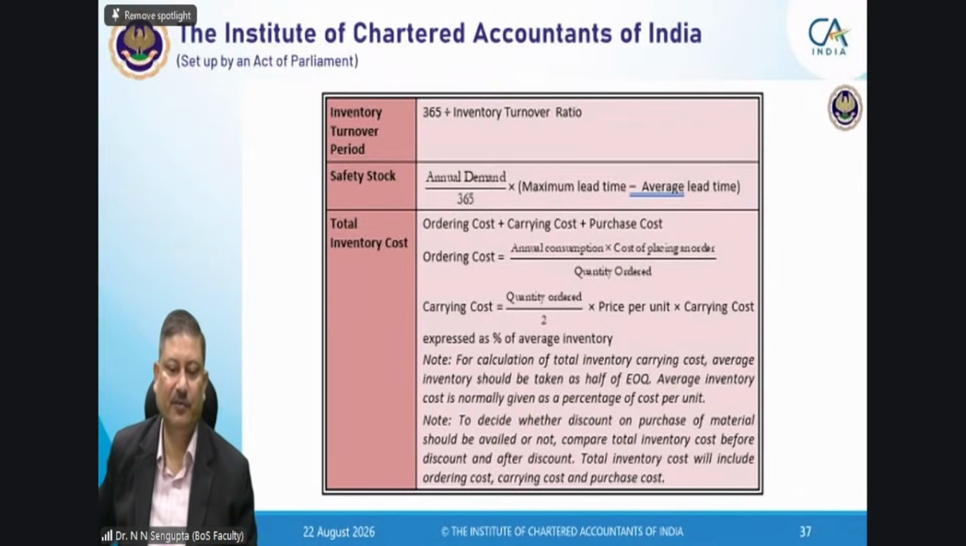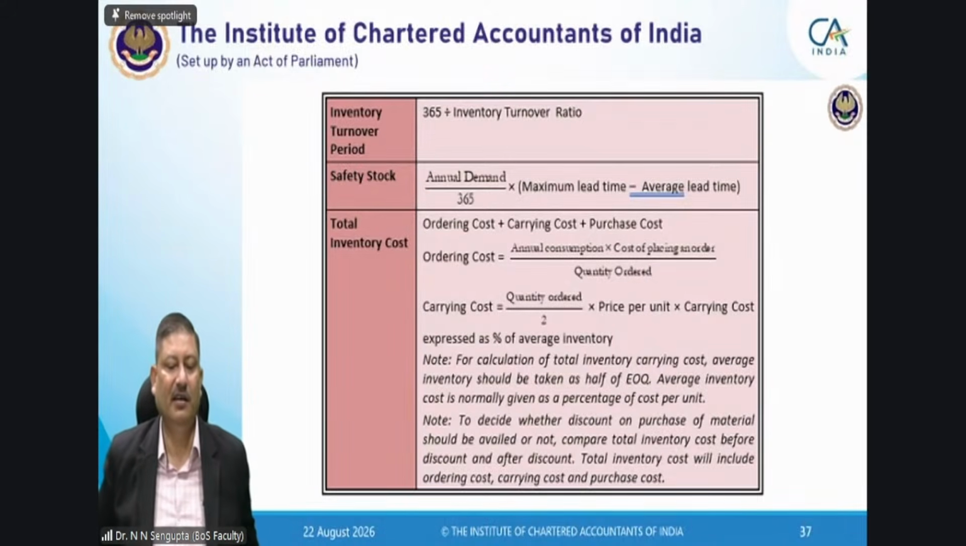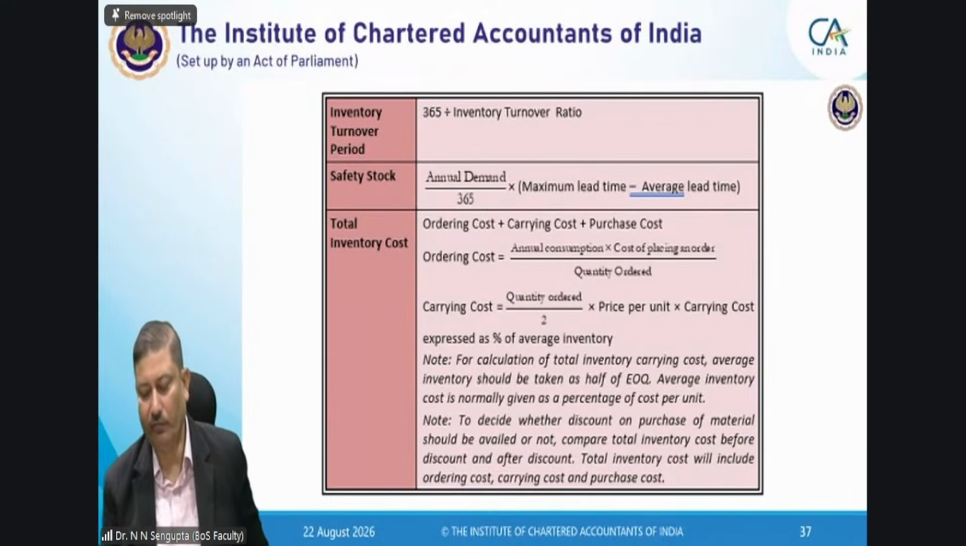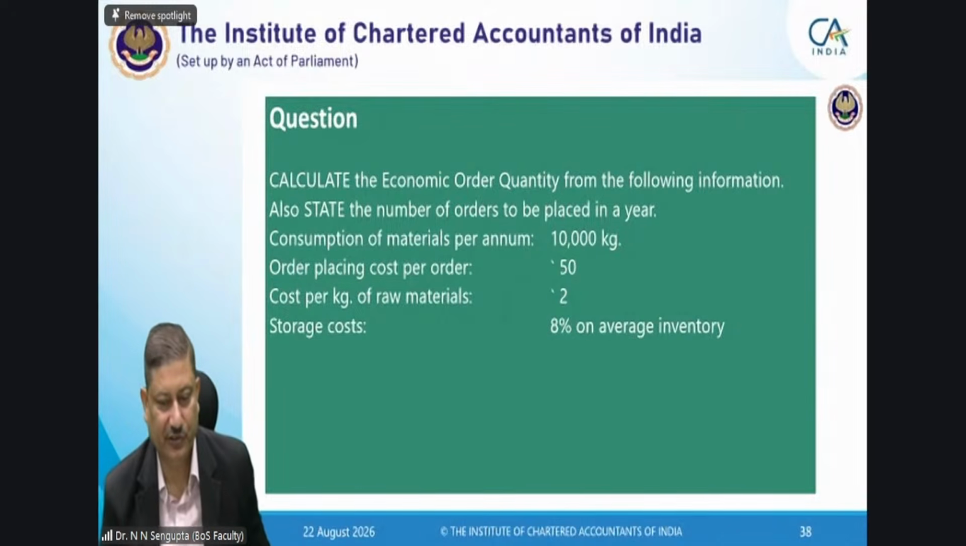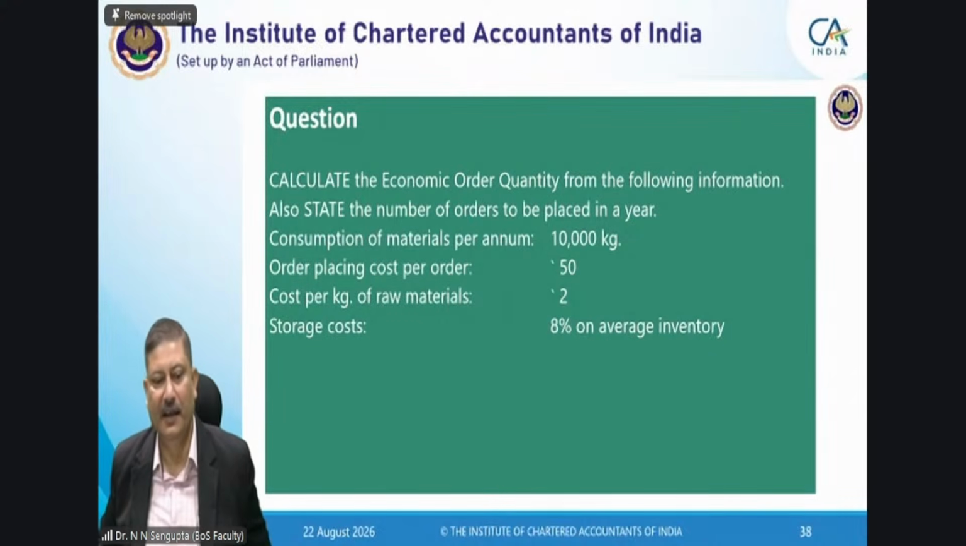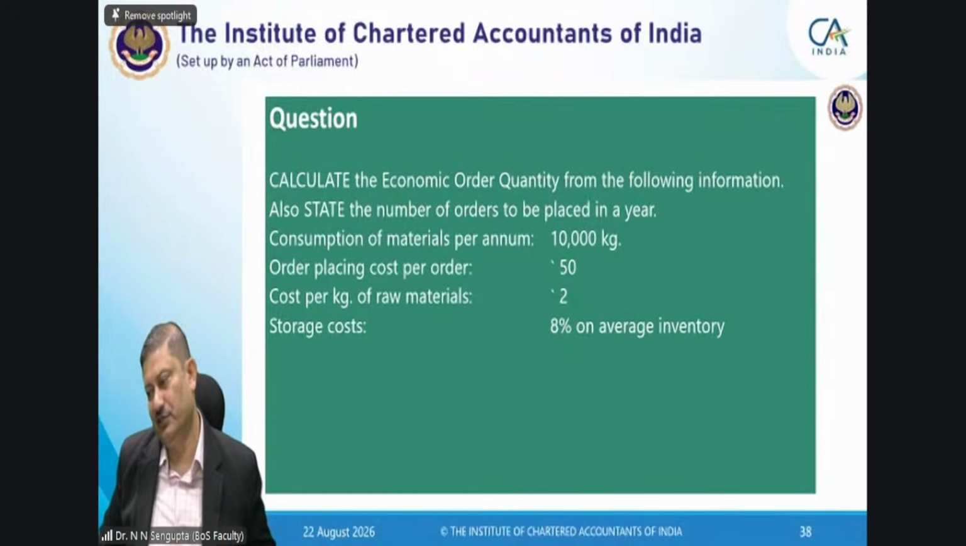Then inventory turnover period, safety stock, annual demand by 365, and the difference between the maximum lead time and average lead time. Then calculation of total inventory cost, how the concept of EOQ has come. And we can solve these questions related to EOQ now. Okay, you can take a screenshot and you can go through the questions for 1 minute.